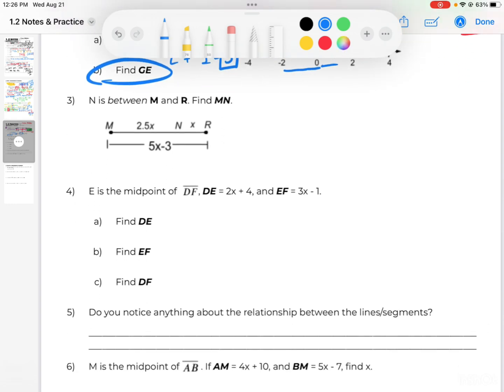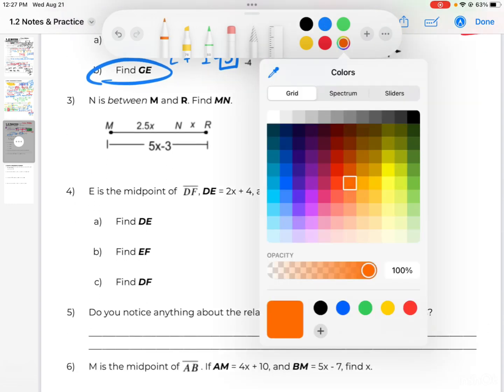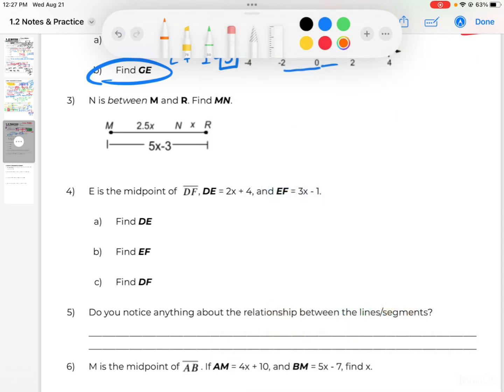3. Also a number line, similar to the first that we worked. But I know one part, I know M to N, and I know that the whole length is represented by an expression. And I know that NR is also unknown. So I've got a little bit of information here, but it doesn't just give me everything that I need to go ahead and solve this from the beginning.